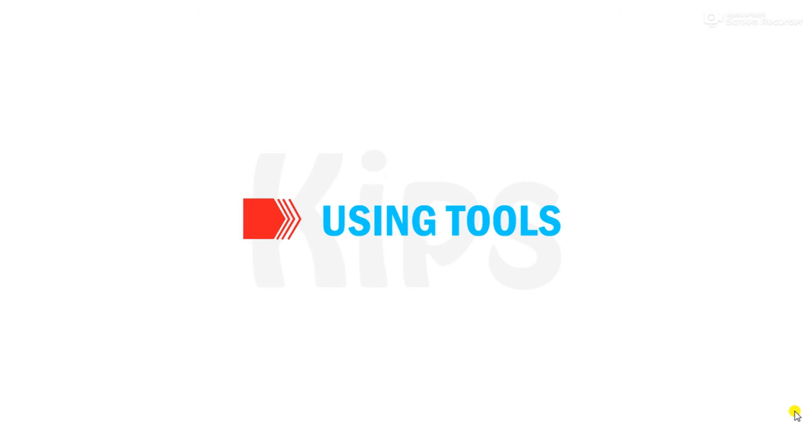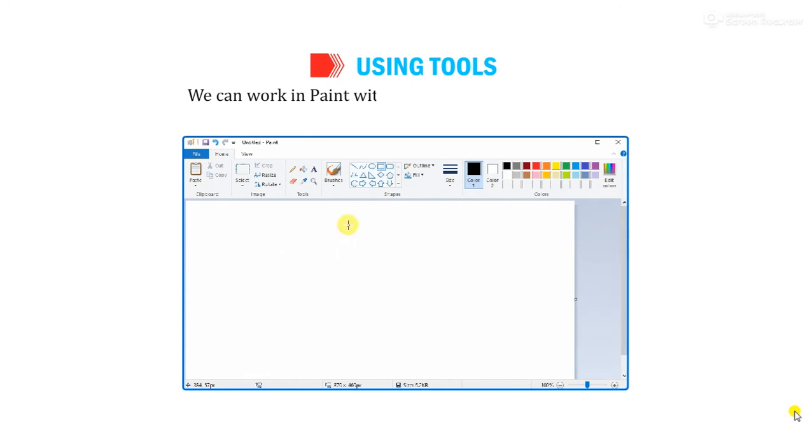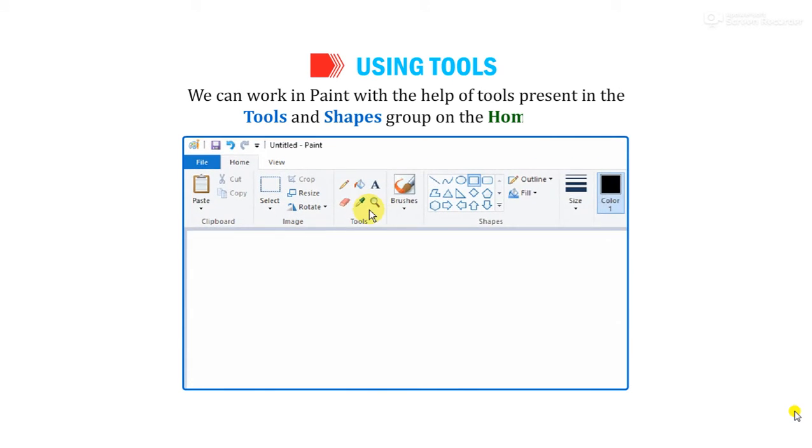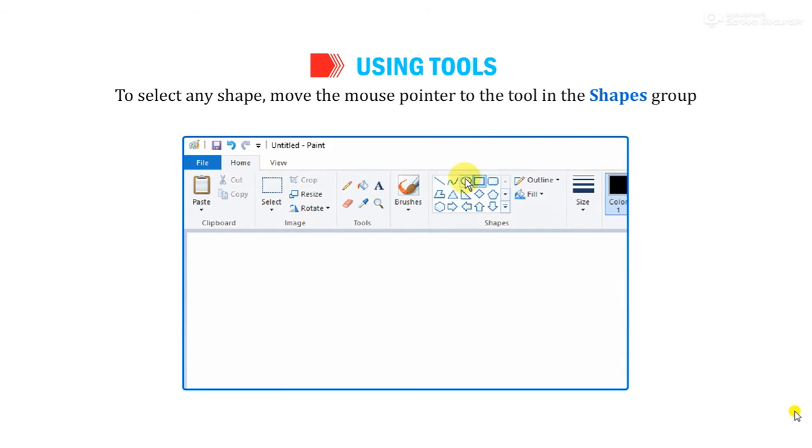Now we shall learn about using tools. We can work in Paint with the help of tools present in the Tools and Shapes group on the Home tab. To select any shape, move the mouse pointer to the tool in the Shapes group and click on it.